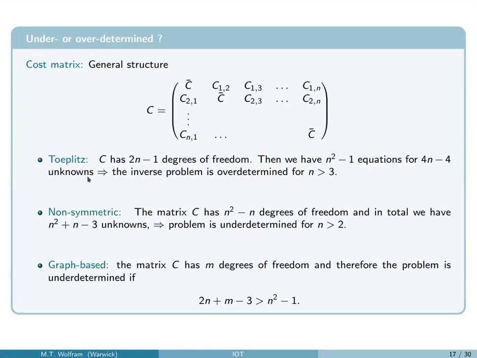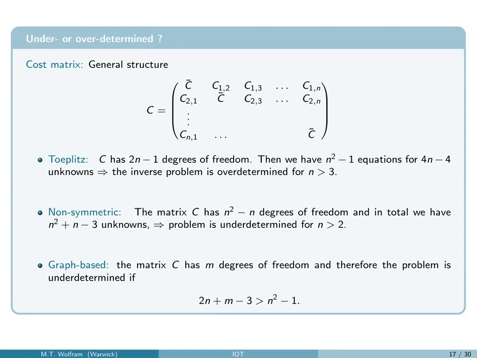So let's assume C is Toeplitz. Then you can count the number of degrees of freedom in your matrix, you count the number of equations you have to find by the optimal transportation problem, and then you even see that the inverse problem is overdetermined for n, which is the number of countries, or dimension, larger than 3. If you have a non-symmetric cost, where you now allow that the cost of moving from one spot to another is not the same, then the problem is actually underdetermined. So if n is larger than 2, you have to do the same calculation that we did before.